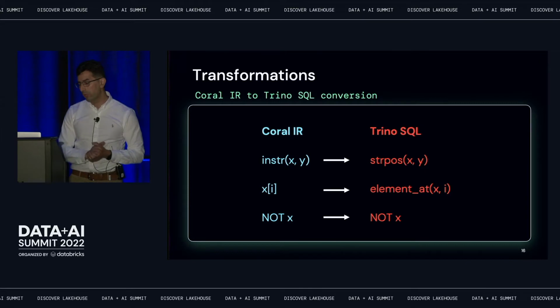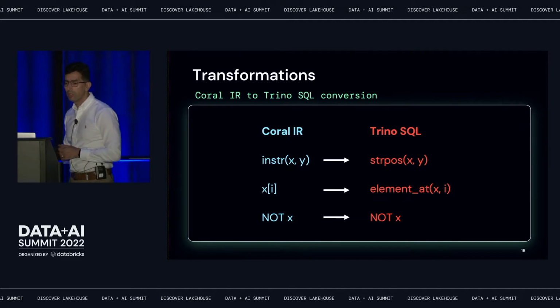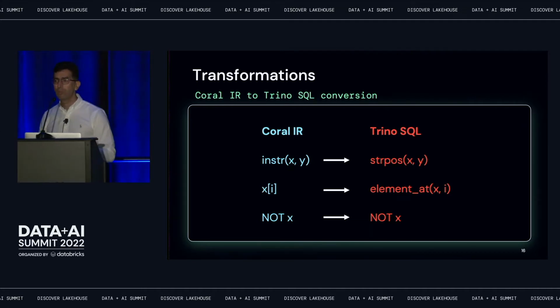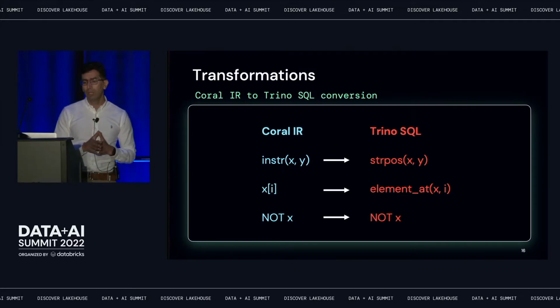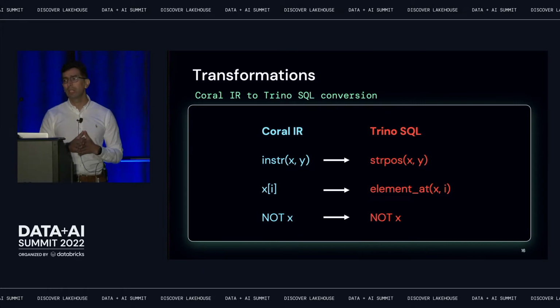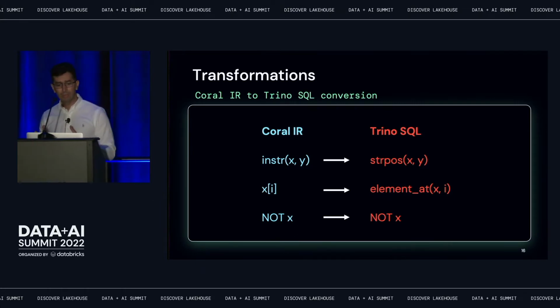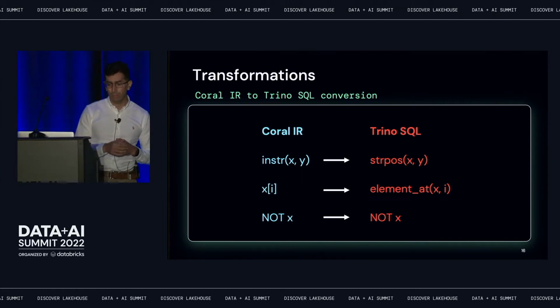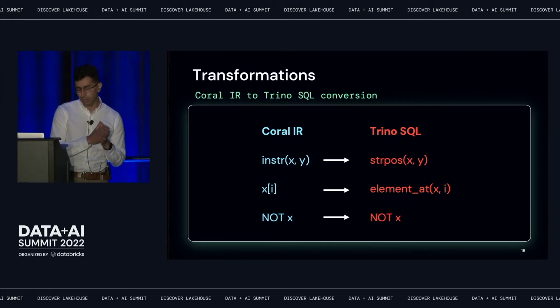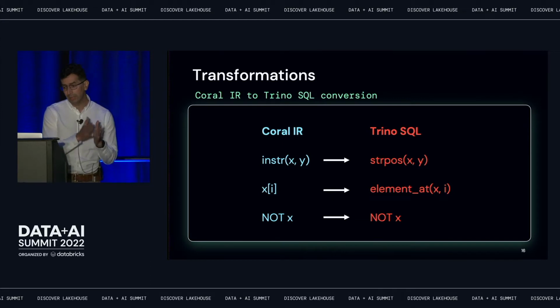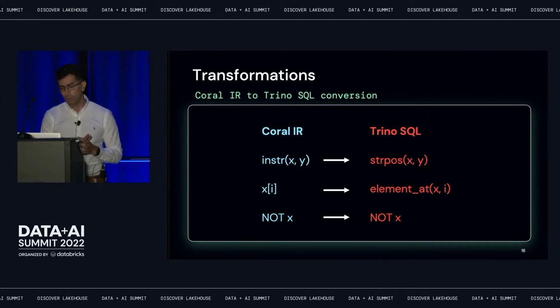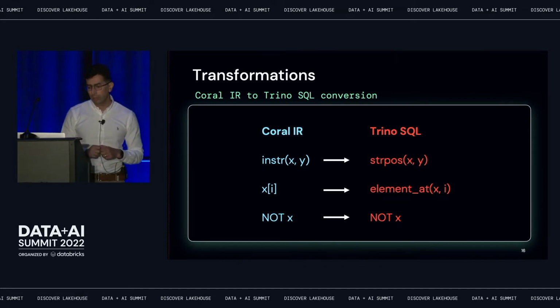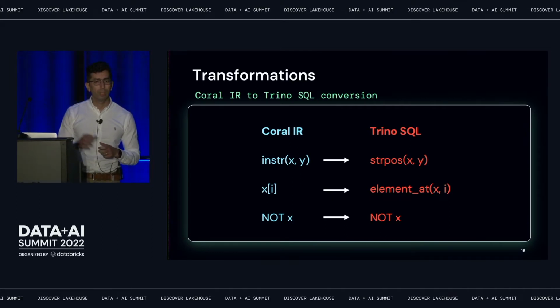Now, the second step of the transformation takes place by going from Coral IR to Trino SQL. In this case, the inString function is translated into the string position function, taking the same kind of operands. The array access is transformed to the function element at with the same parameters. Since in Trino the array indexes are based off 1, and Coral IR arrays are also based off 1 indexes, there is no need to shift the index anymore in this transformation. So we just convert the array operator into the element at function, preserving the operands. And the not operator in Coral is also transformed into the not operator in Trino.